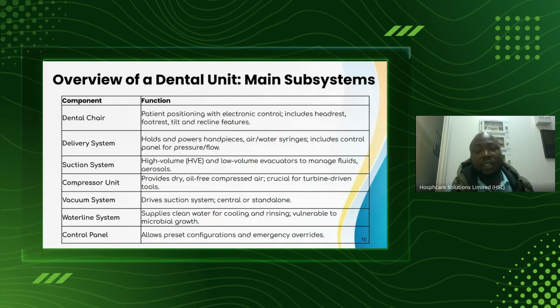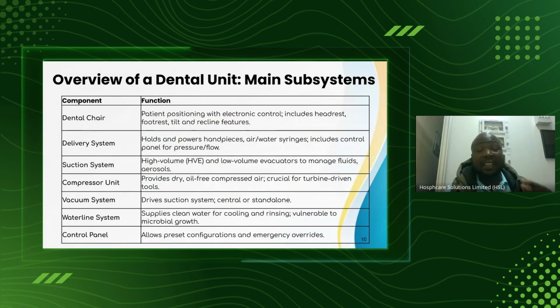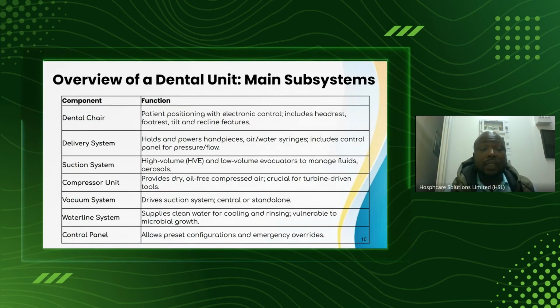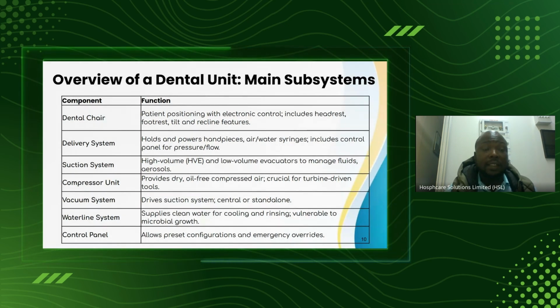Then we have the suction system. The suction system is on the assistant part. We call it the assistant delivery part. This is where we have the internal suction system, which we call the low volume suction system, using the internal venturi system, where the venturi block is activated by external pressure to create a low pressure zone that creates the vacuum. And then we have a high vacuum system, which is supposed to be linked with the central vacuum system.